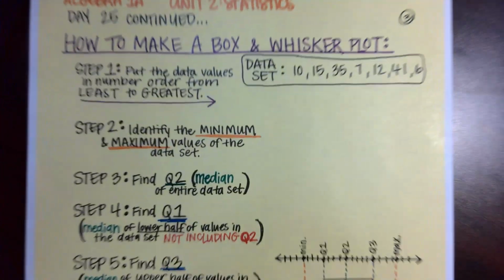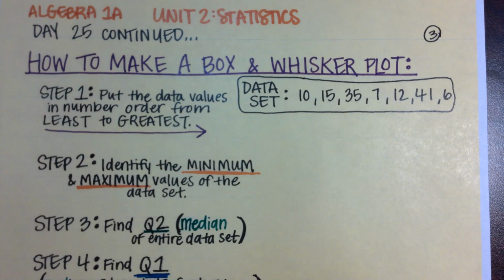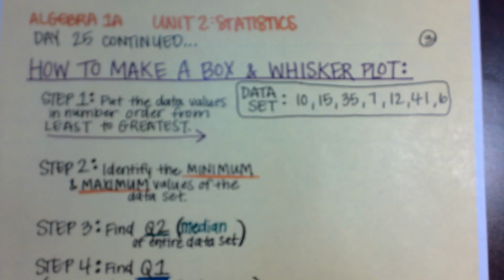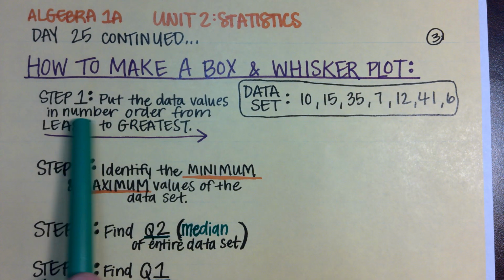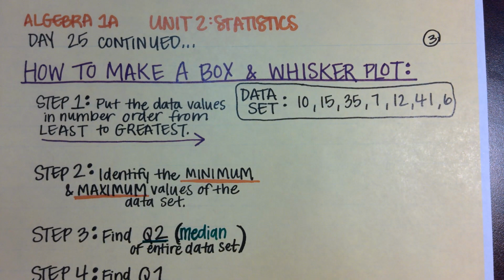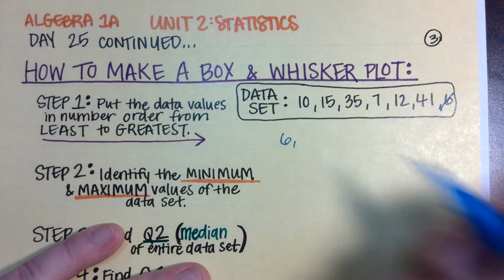So I am giving you this data set. 10, 15, 35, 7, 12, 41, 6. Step 1 says to put the data values in number order from least to greatest. So let's do that first. All right, we'll do 6. Then what comes next?